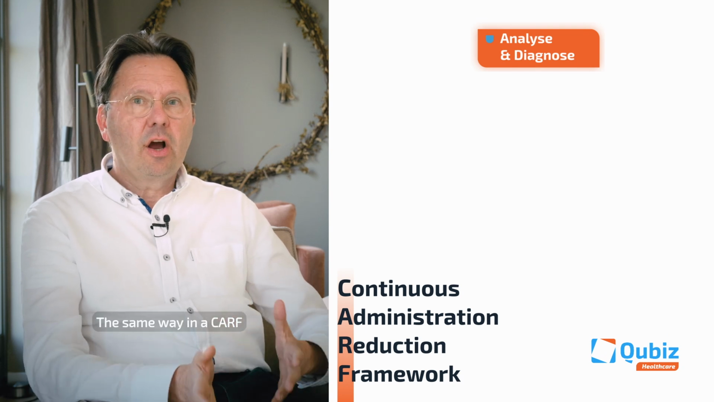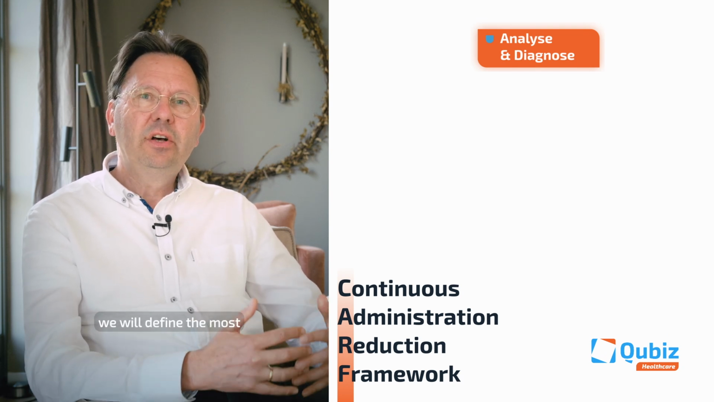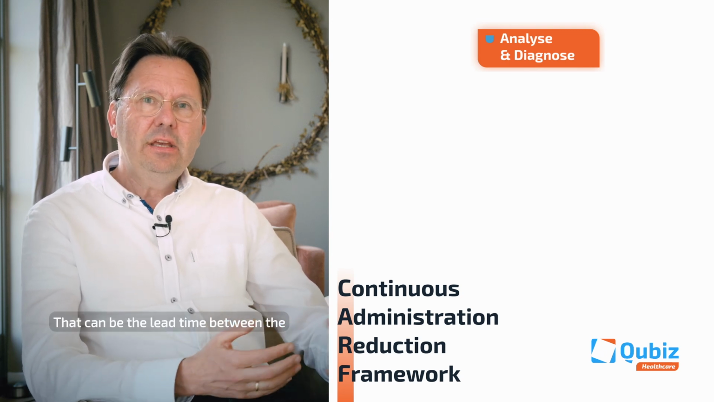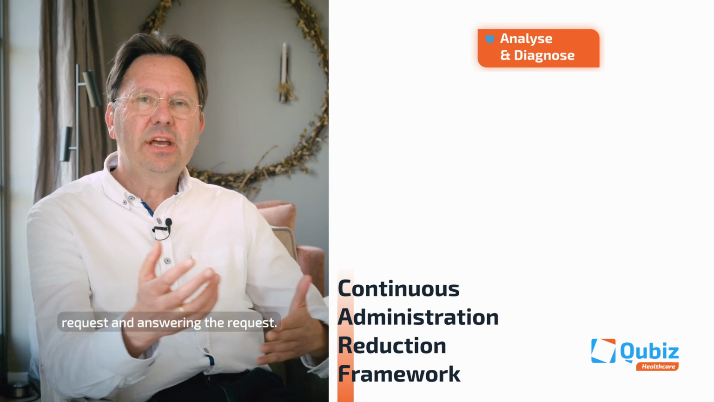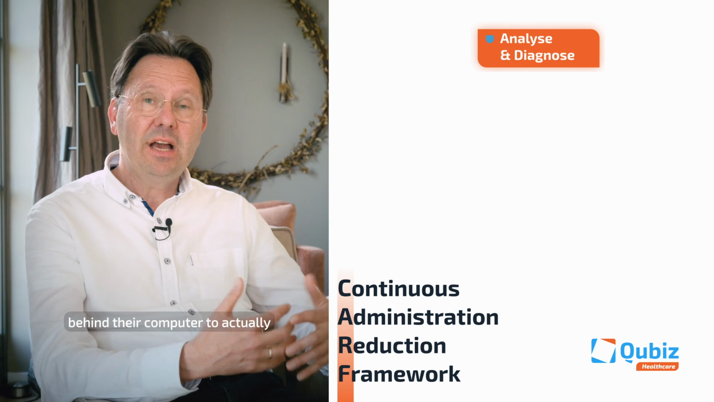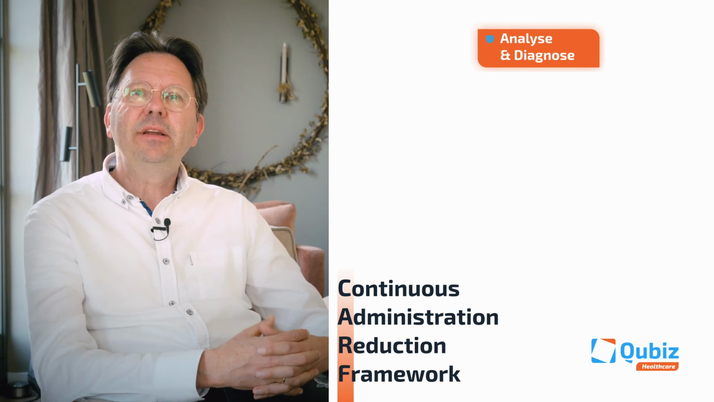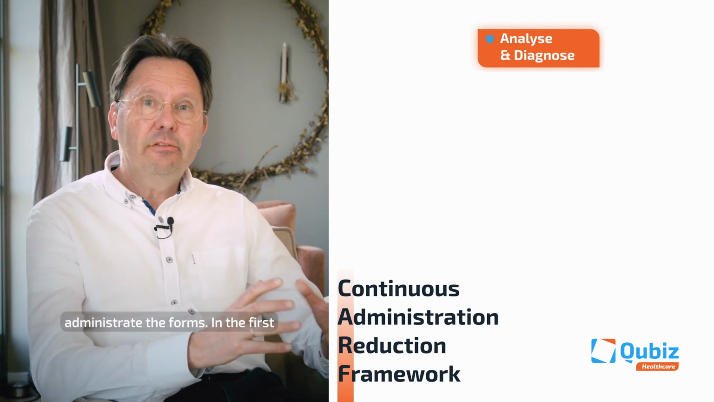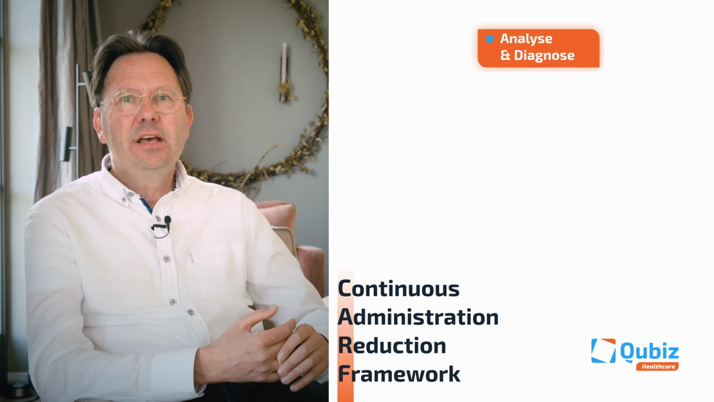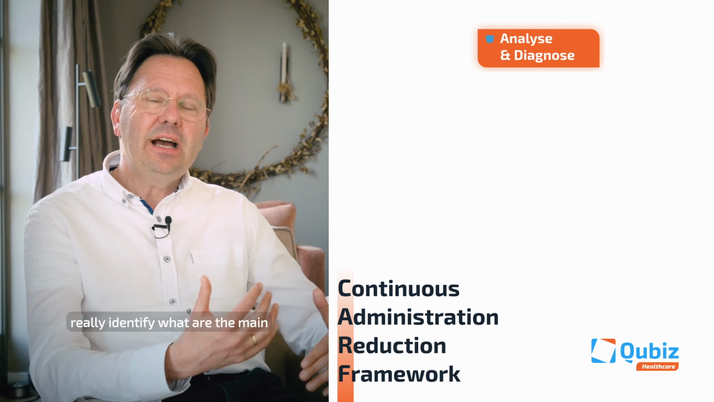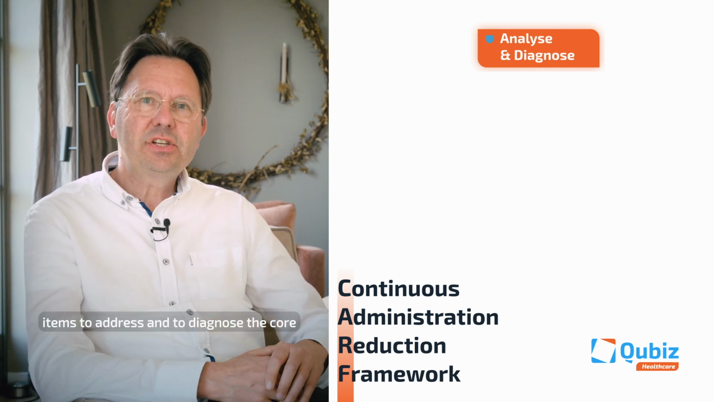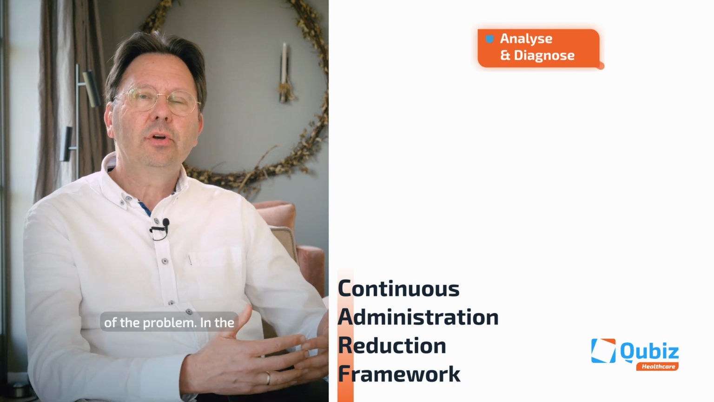In the same way, in the first phase of the CARF model, we will define the most important things we want to measure. That can be the lead time between a request and answering the request. Or it could also be the time users spend behind their computer to actually administrate the forms. In the first phase, using some lean and agile techniques, we help the organization to really identify the main items to address and to diagnose the core of the problem.